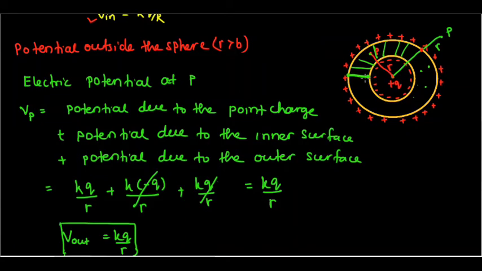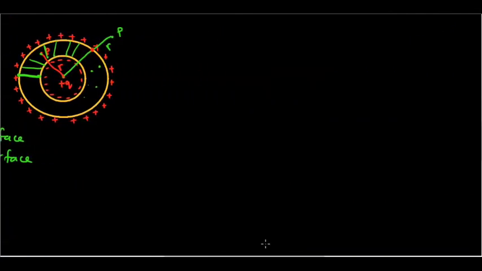Is that clear? Now finally we have to find the potential in the cavity. Let us find the potential in the cavity. Suppose I choose a point somewhere here, the point P is inside the cavity, then I can write that r is less than a. And you can see that this point lies inside the outer surface as well as inside the inner surface.